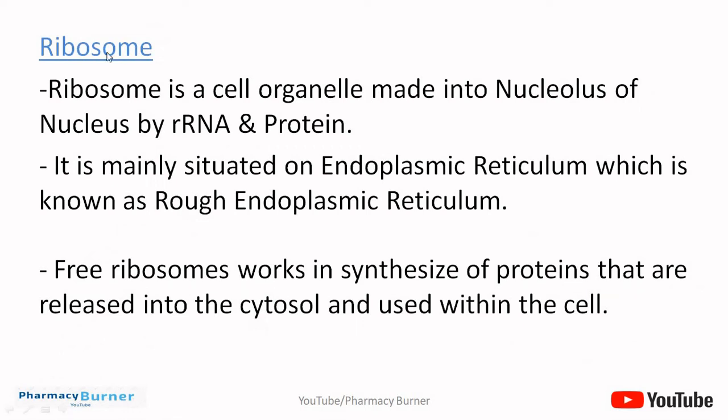Next is ribosome. Ribosome is a cell organelle made of RNA and protein in the nucleolus of the nucleus. So ribosome is made by rRNA and protein in the nucleolus of the nucleus. It is mainly situated on the endoplasmic reticulum, which is known as rough endoplasmic reticulum. We will see details of endoplasmic reticulum in an upcoming slide. The free ribosome works in the synthesis of proteins that are released into the cytosol and used within the cell.